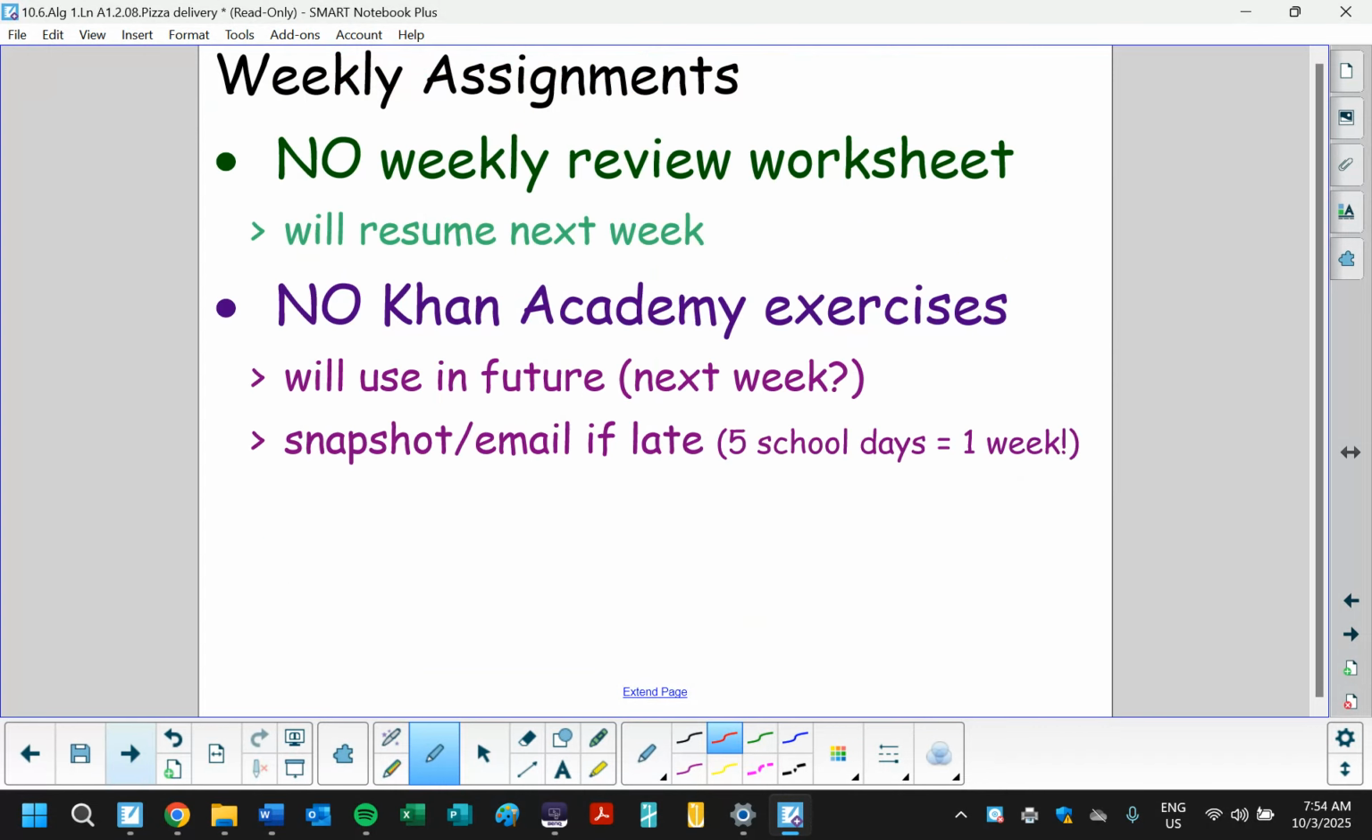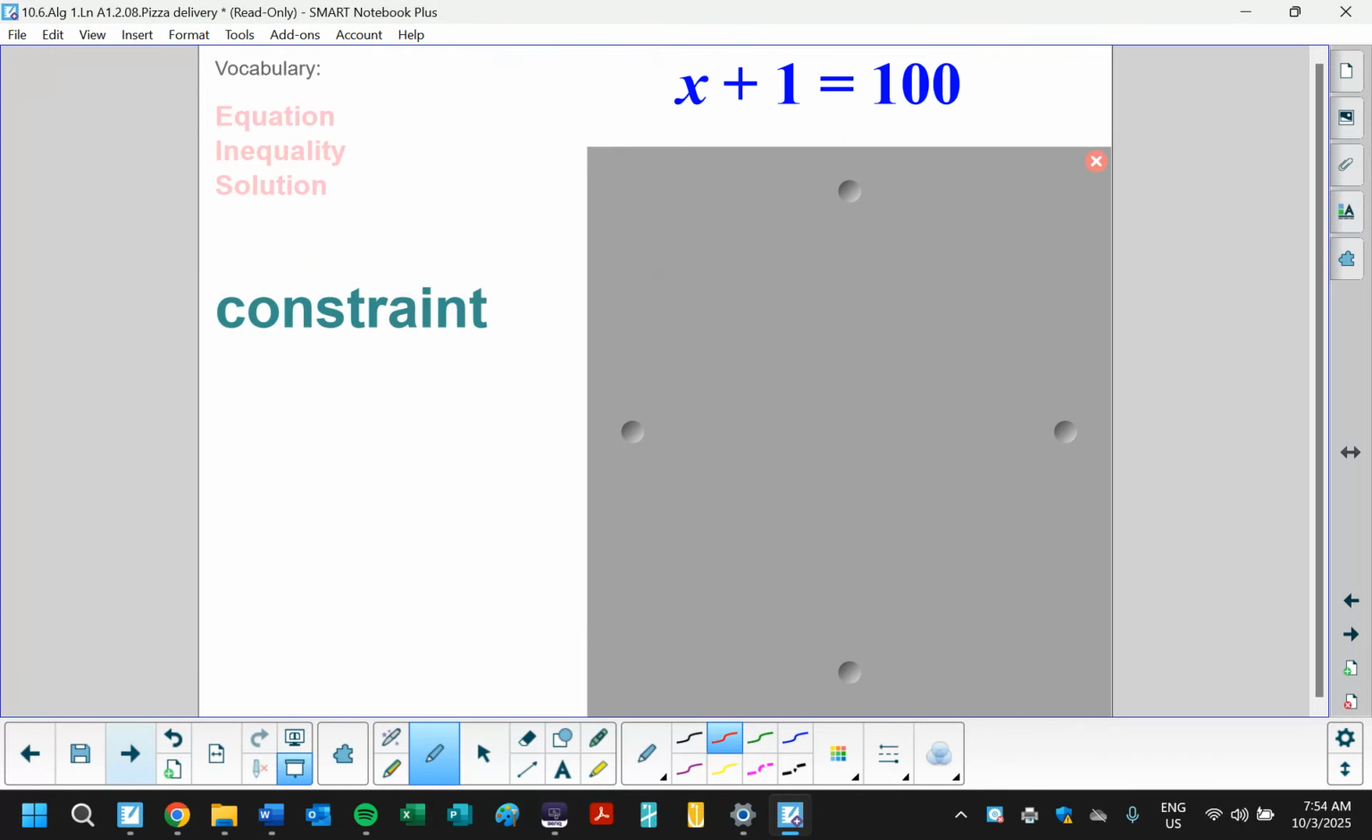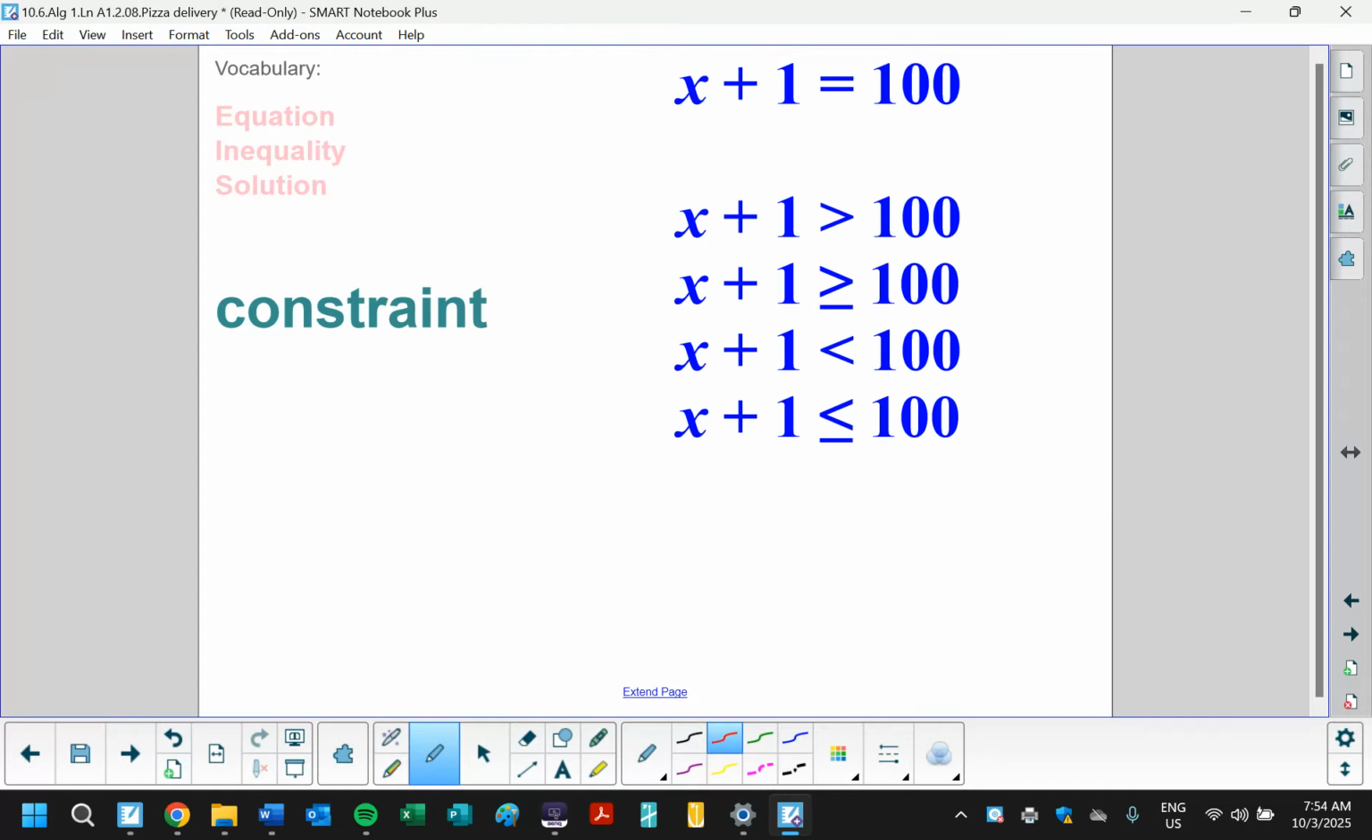Continue thinking about that as we get into our lesson. Focus for today is going to be on equations versus inequalities, the symbols that go in there, and the constraints. What is that word? What does it mean? What constraints do we have in our life?